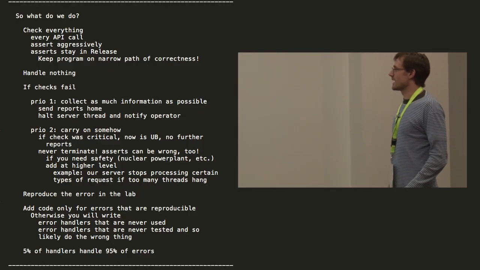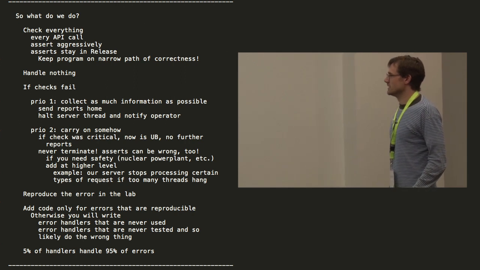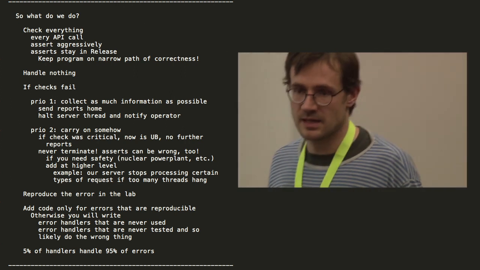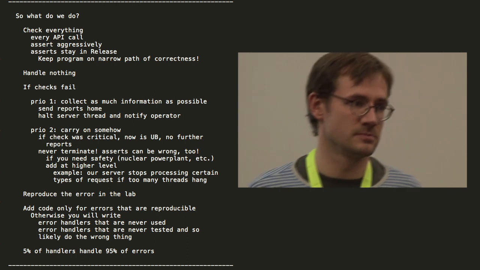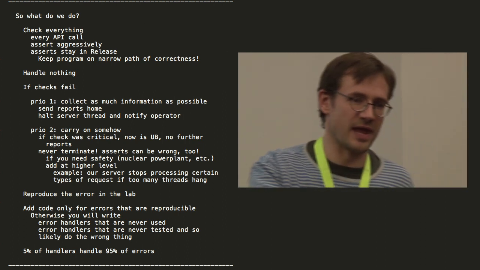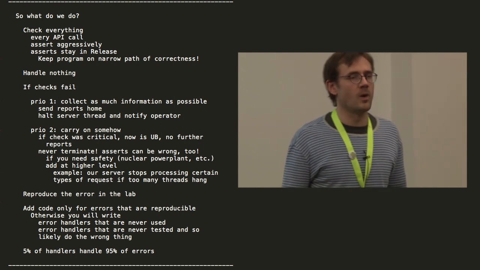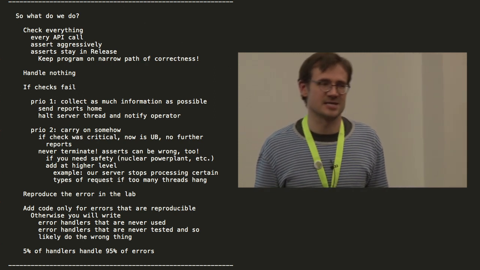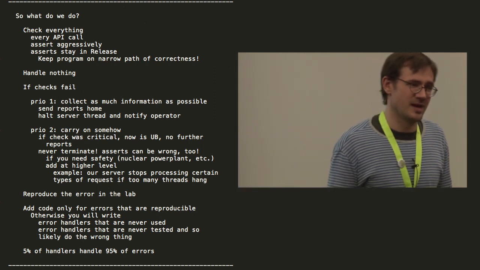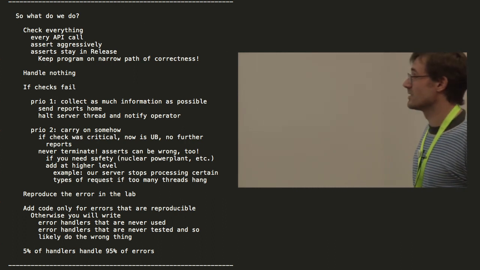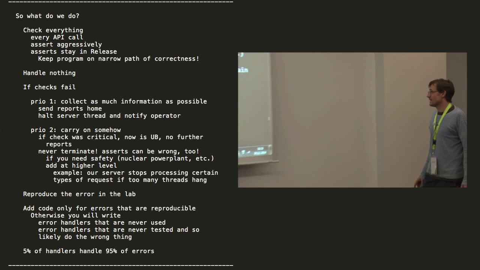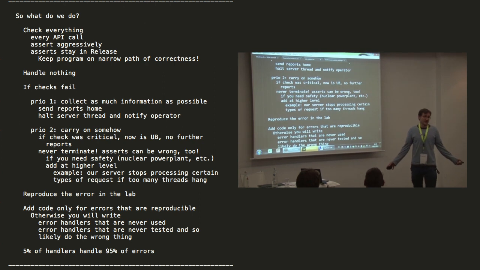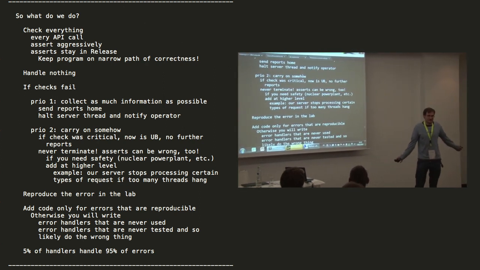Now then, you reproduce the error in the lab, and you only add code for errors that are reproducible. Otherwise, everything else is guessing. If you write a handler for an error that you cannot reproduce, you don't really know why this error occurred. You probably can make a half-assed attempt, maybe. So I would be very careful adding code for errors that are not reproducible. You can't even test the error handler, right? That's the other thing. If you can't reproduce the error, you can't reproduce the error handler.